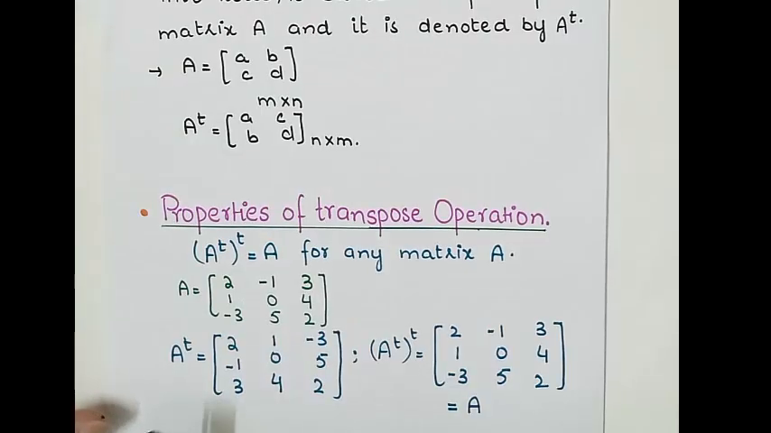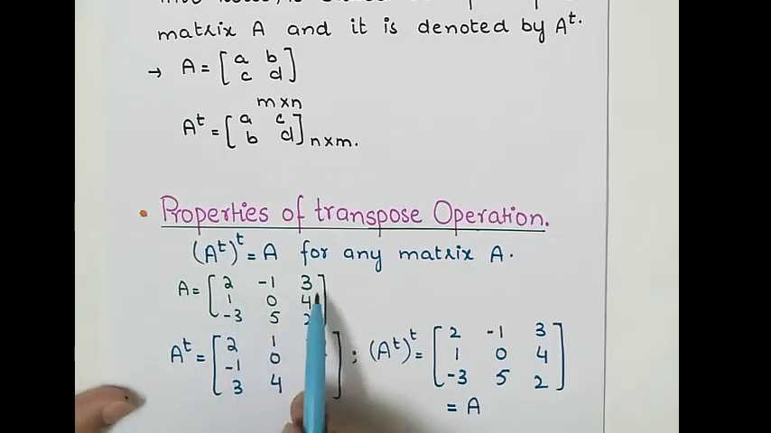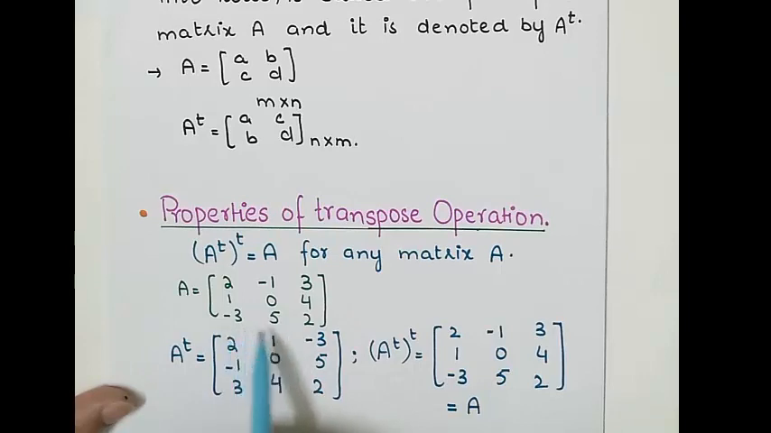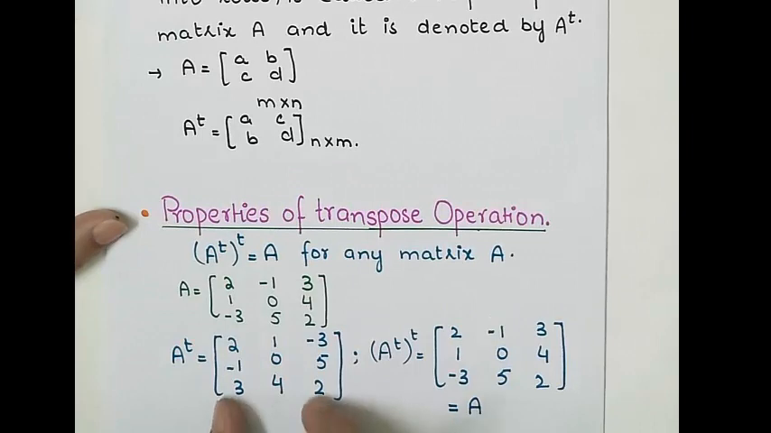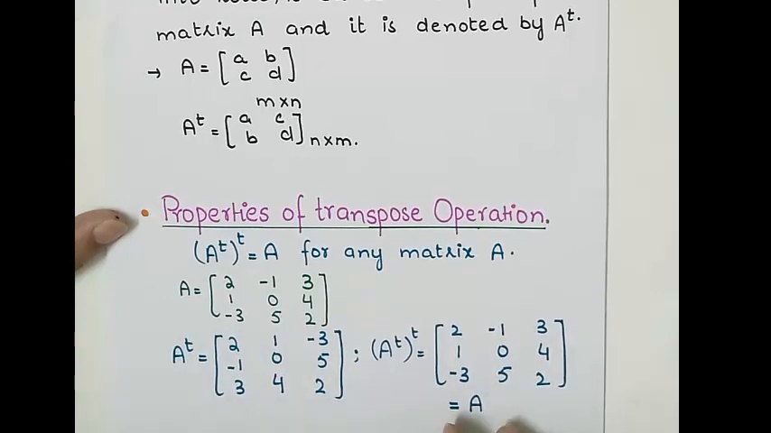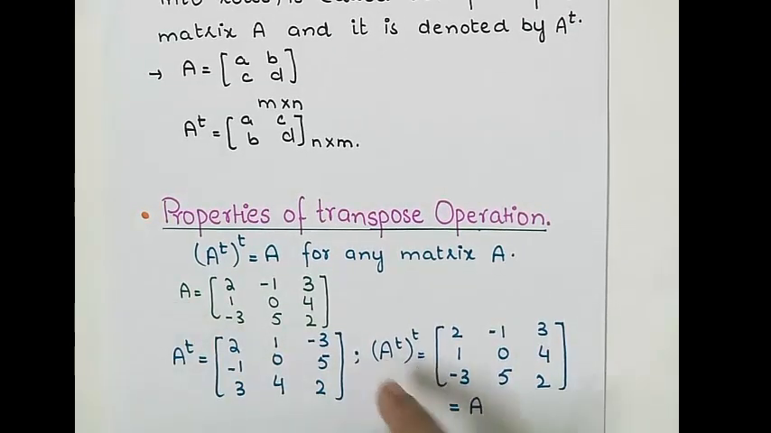See, first we took the transpose, A transpose, so changing the rows into columns. This is row, changing it into column. 1, 0, 4, writing it in column. 3, 5, 2, writing it in column. Then again taking the transpose of this matrix, writing this row into column, second row into column, and third row into column, and the matrix thus obtained, this is equals to A. So it means A transpose whole transpose is equals to A itself.